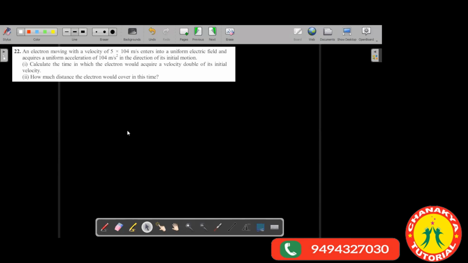Initially it may seem to you that it's given as 5 into 104. This is not 5 times 104. This is 5 times 10 to the power 4. So you are given initial velocity as 5 times 10 to the power 4 meter per second, and acceleration as 10 to the power 4 meter per second square. And you have to find the time for which its velocity will double.